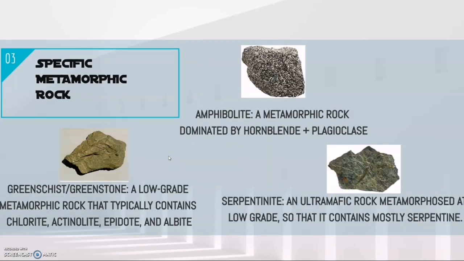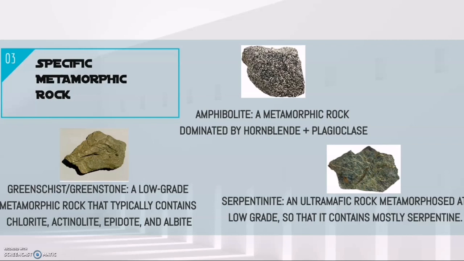Continuing the last part, here are the last three examples of the specific metamorphic rock. The first one is greenschist, which is a low-grade metamorphic rock that typically contains chlorite, actinolite, epidote, and albite. It is formed under the lowest temperatures and pressures, usually produced by regional metamorphism.